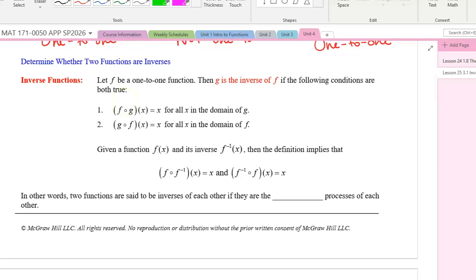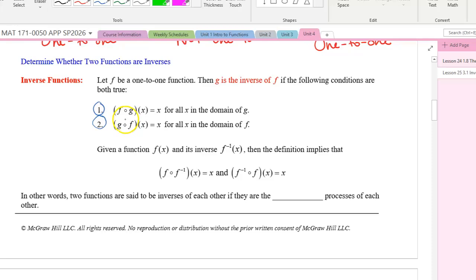So if we compose f with g, we get x for all x in the domain of g. And if we compose the other way around, g with f, we also get x for all x in the domain of f. So what we're saying here is that we start with x, we put it in the function, then we compose it, we land back at x. So f is undoing whatever g did.